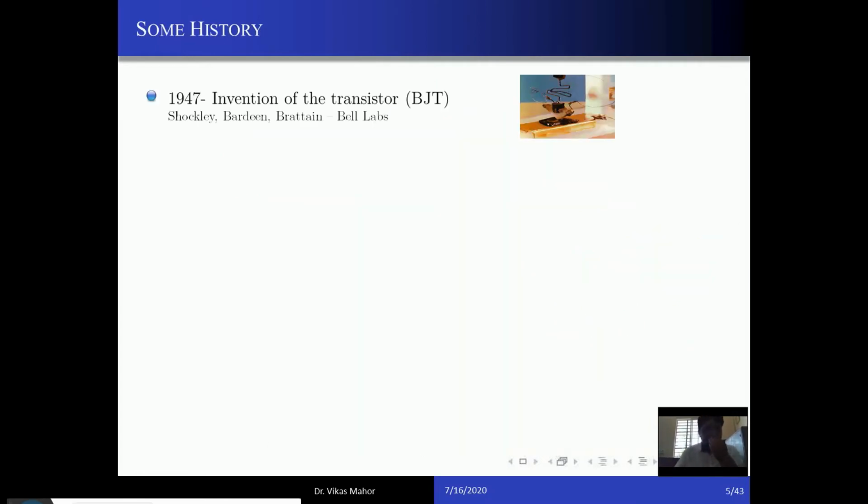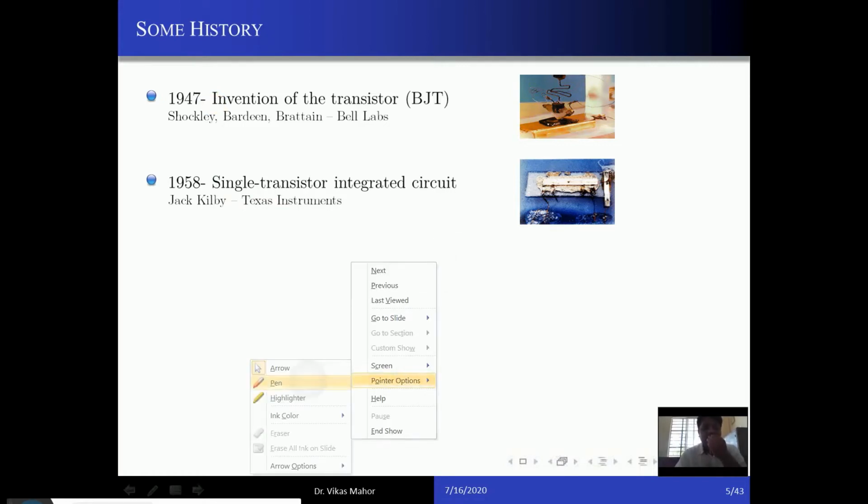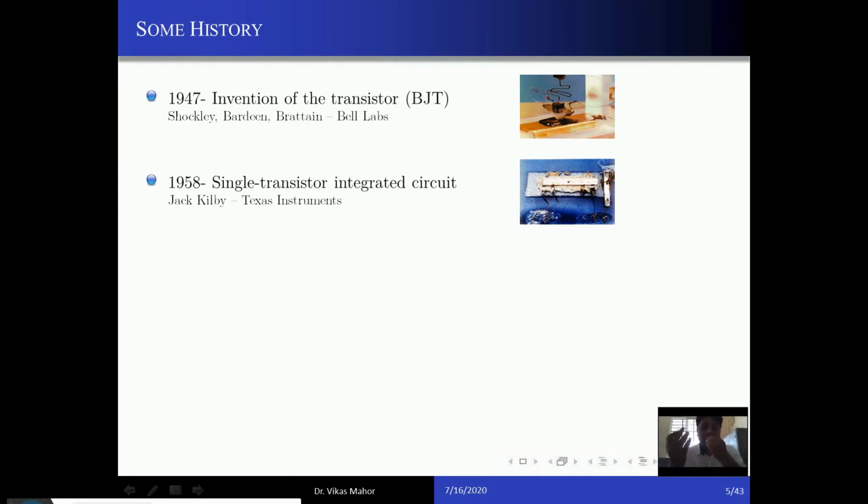So let's go through some of the history. This is the first BJT which was designed in 1947 at the Shockley lab, Bell Labs. Fine. Bell Labs is very famous. Most of the things have been invented at Bell Labs. You might have studied that C++ also evolved from Bell Labs. Fine. Many electronic things were discovered at Bell Labs. So similarly, the first BJT was invented in 1947 at Bell Labs.